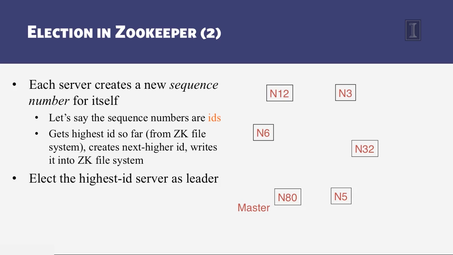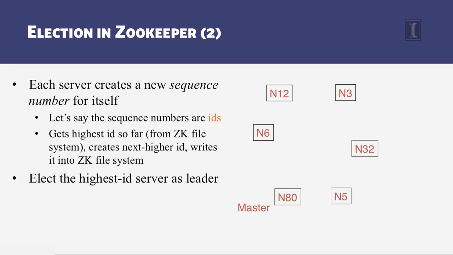It gets the highest ID so far. It fetches this from the ZooKeeper file system, creates a next higher ID, and it writes this into the ZooKeeper file system. At the end, whichever ID remains, the process that wrote it becomes the new leader. Okay, so the highest ID server becomes the new leader.